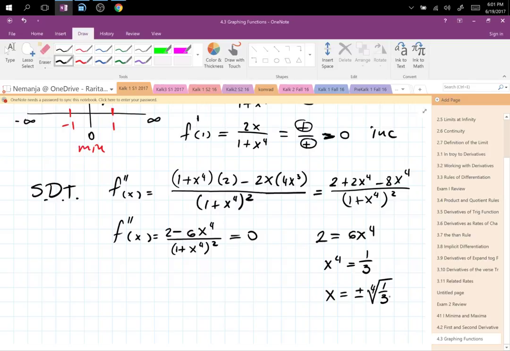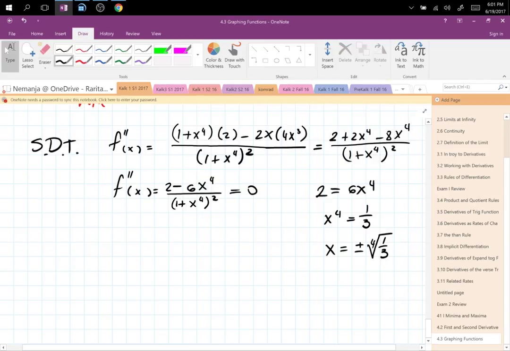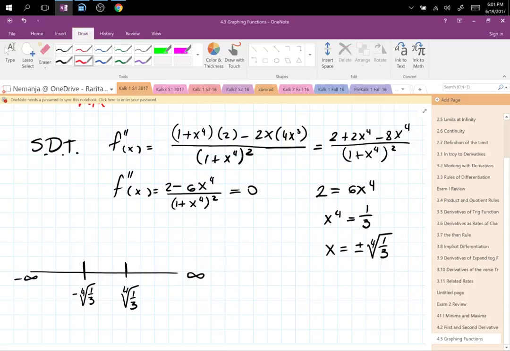Which is also some very small number, which actually partitions for us. We have negative 4th root of 1/3 and positive 4th root of 1/3. So clearly we can choose negative 1, 0, and positive 1 as test points.